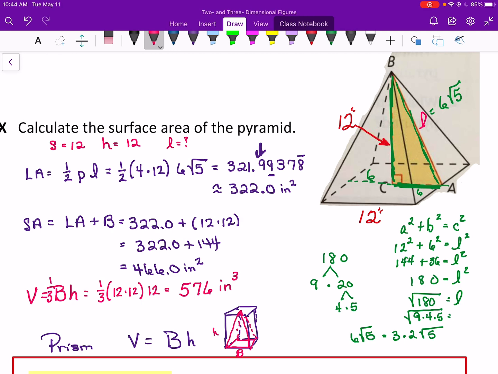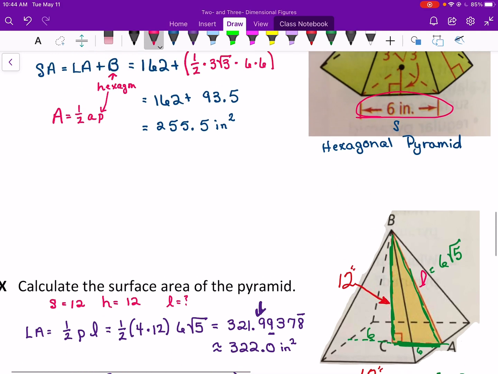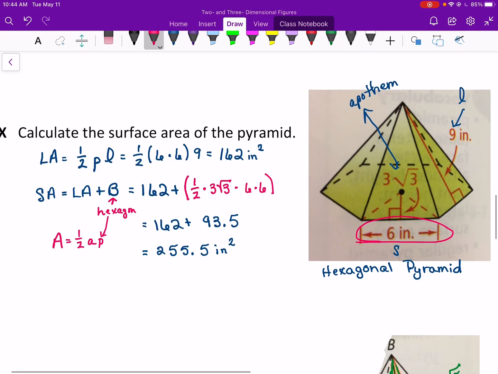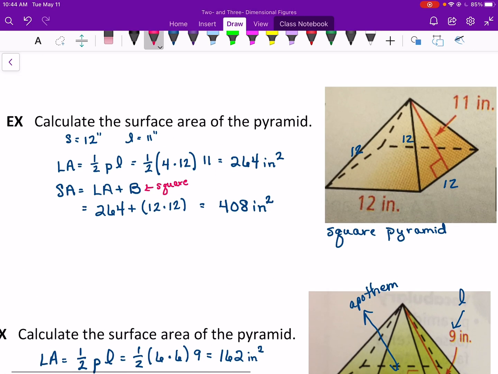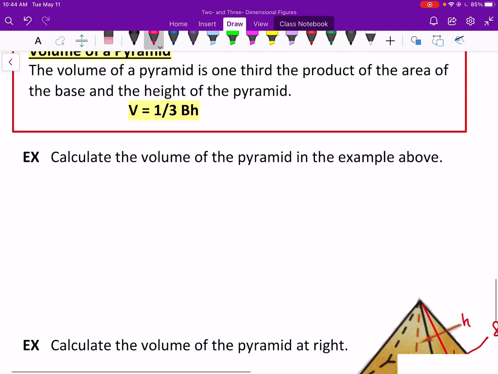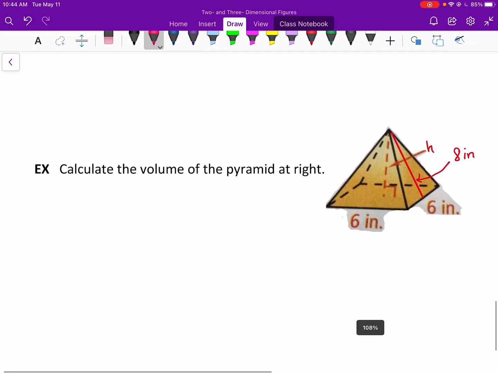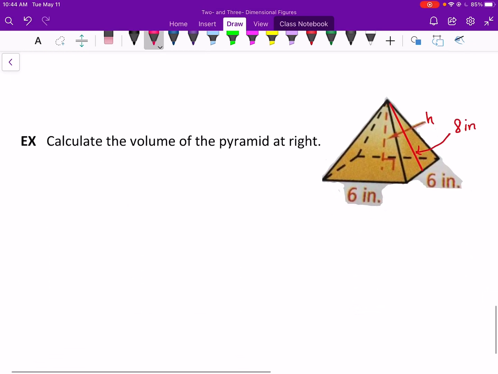Shall we do one more for good measure? Let's scroll up. Let's do the hexagonal. Oh, I don't have the height on that one. Do I have the height on another one? Let's see. Here's one. Let's do one more. Calculate the volume, just the volume. So volume equals 1/3 area of the base times the height. This is a square prism. So the area of the base can be found by taking 6 times 6. Oh, the height we don't know.